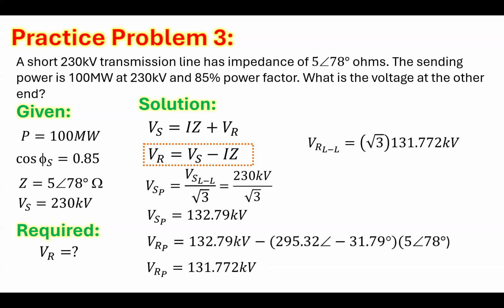So, to solve for the line-to-line receiving end voltage, we just simply multiply it by square root of 3, and this will give us the value of 228.24 kilovolts.